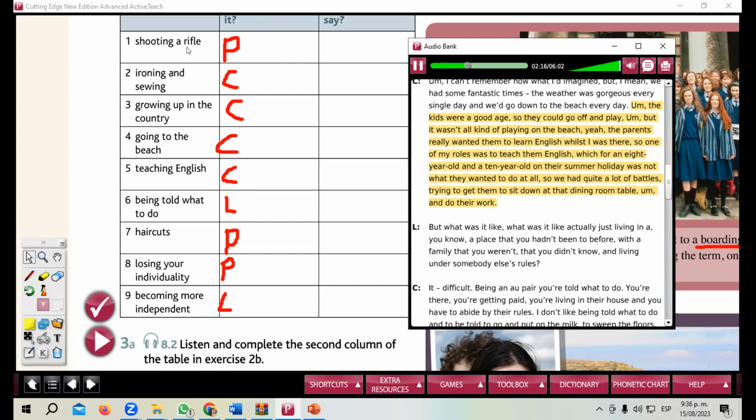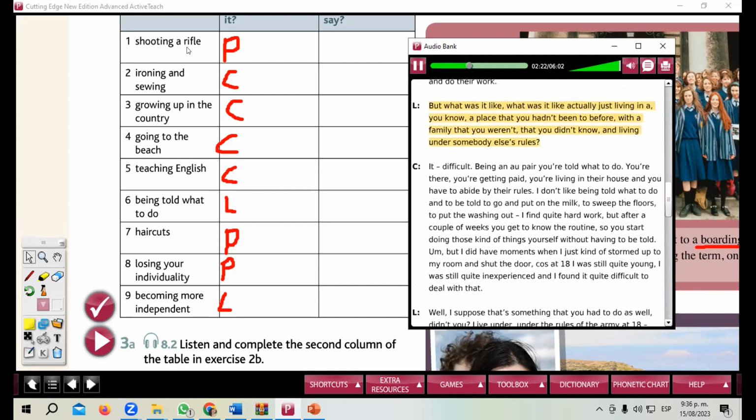So we had quite a lot of battles trying to get them to sit down at that dining room table and do their work. But what was it like actually just living in a place that you hadn't been to before, with a family that you didn't know, and living under somebody else's rules?